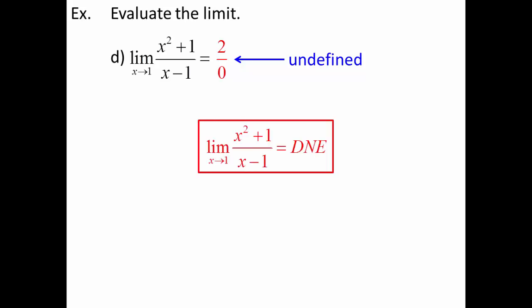When I get 0 over 0, that means there's a hole. A hole means there's an answer. I need to figure out what the answer is. 2 over 0 is not a hole. A number over 0 is an asymptote. An asymptote has no limit. This is undefined, thus the answer is does not exist.